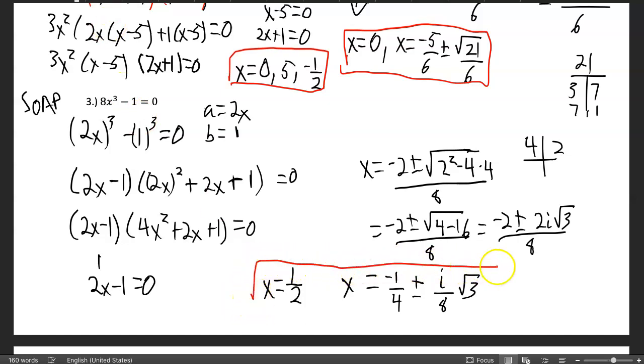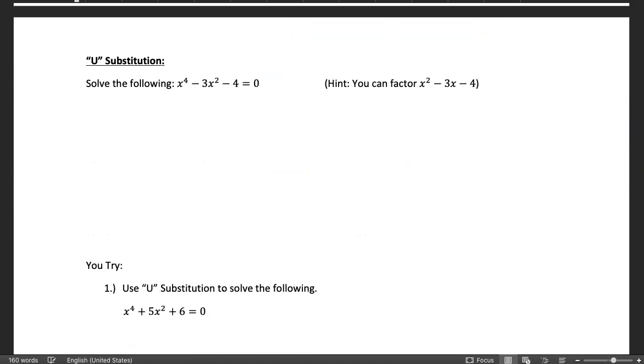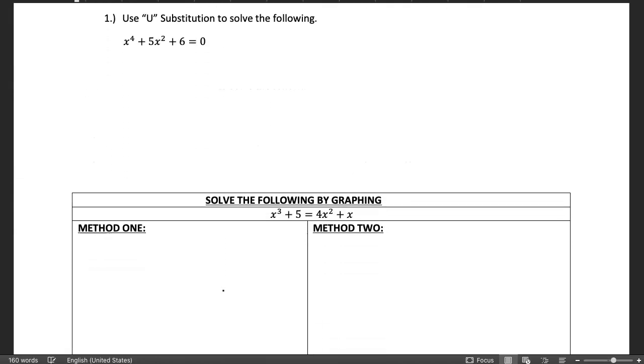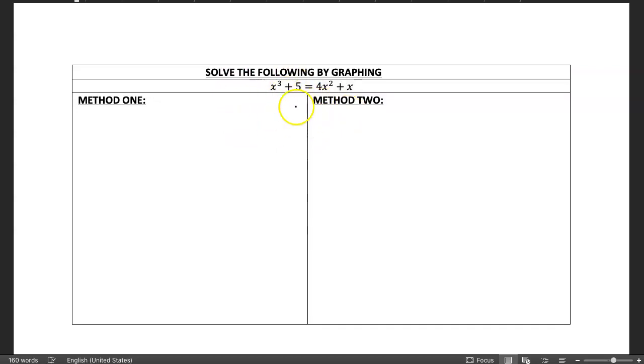So these are our three solutions for this equation. We're going to skip over u substitution here, and go to solving by graphing. Here we have two different expressions: x cubed plus 5 is equal to 4x squared plus x. Let's go over the two different methods we can use to solve this.